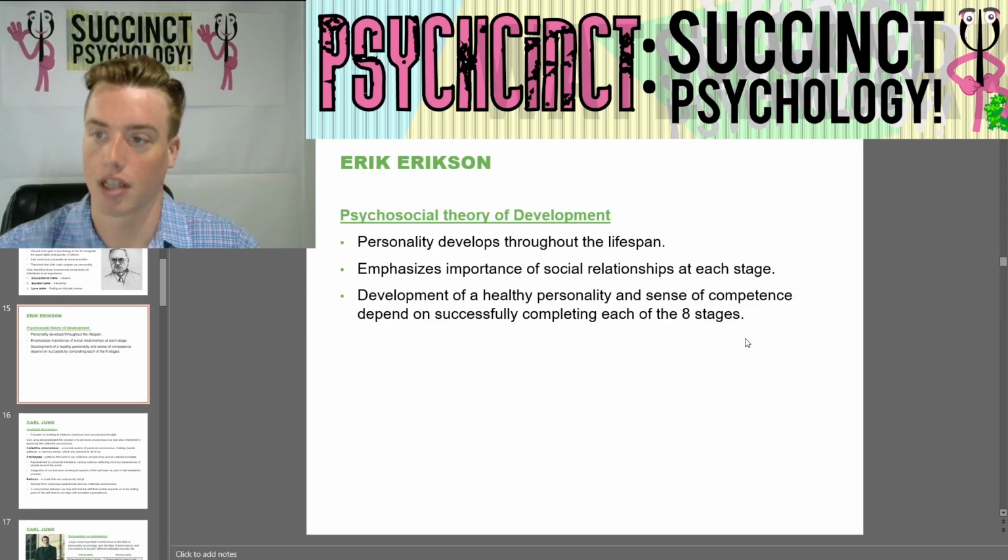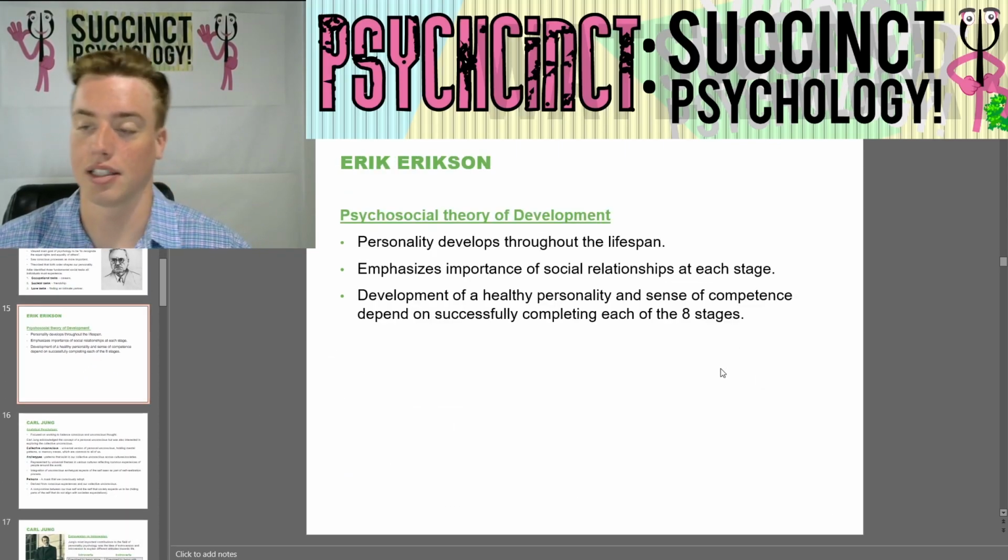So, continuing on. Erikson, his psychosocial theory of development is that personality develops throughout the lifespan. It emphasizes the importance of social relationships at each stage, and development of a healthy personality and sense of competence depend on successfully completing each of the 8 stages.